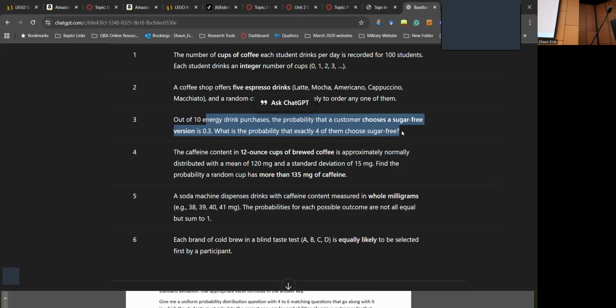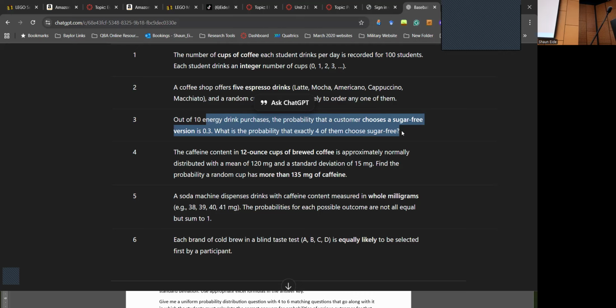Okay. Looking at the next one, the caffeine content in a 12-ounce cup of brewed coffee is approximately normally distributed with a mean of 120 milligrams and a standard deviation of 15 milligrams. Find the probability that a random cup has more than 135 milligrams of caffeine. What should I use? Standard normal probability distribution. What gave it away? It's got a standard deviation and it's normally distributed. You guys see how it's normally distributed? So if it's normally distributed, what can you use? The z-scores or the standard normal probability distribution.